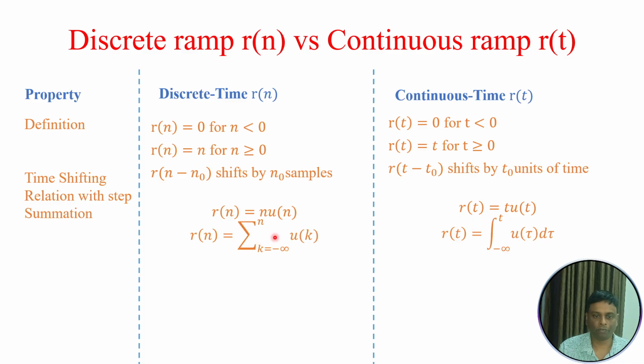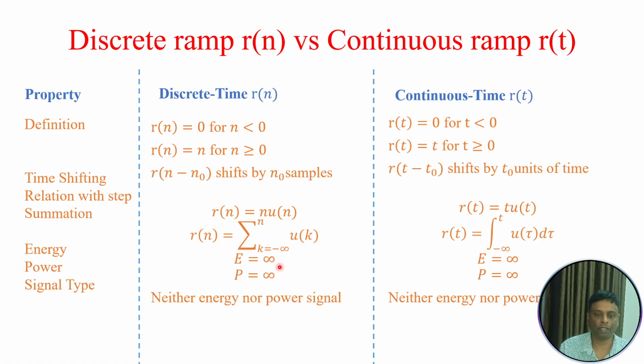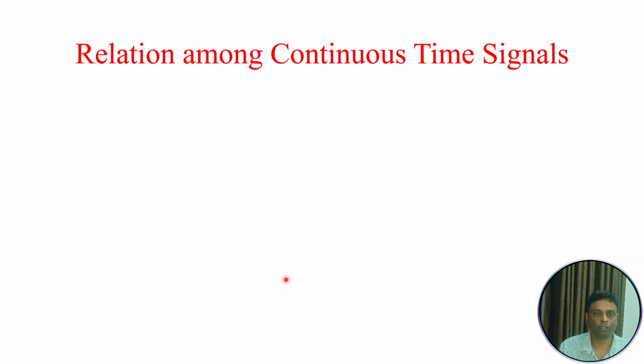So this is the summation formula for finding the unit ramp signal in continuous time. So energy equal to infinity, power also is infinity. So it is neither an energy nor a power signal. Okay. So let us see the relationship between the continuous time signals.